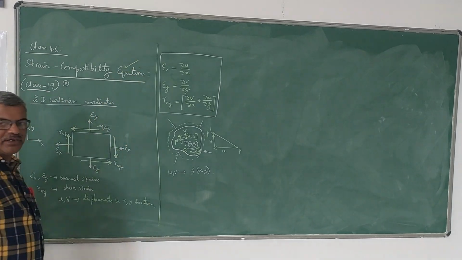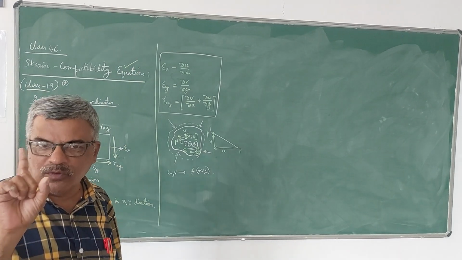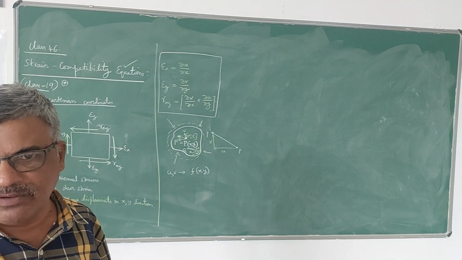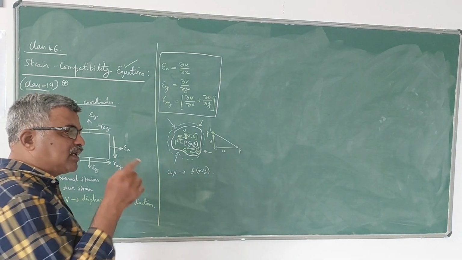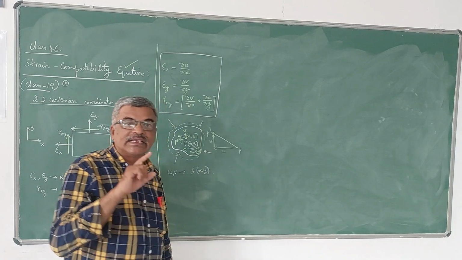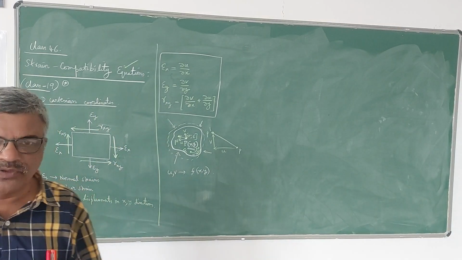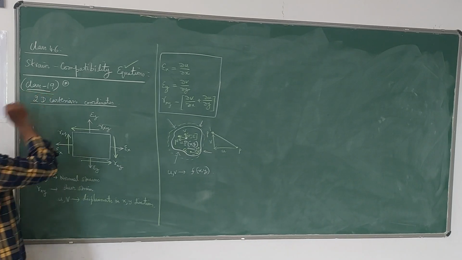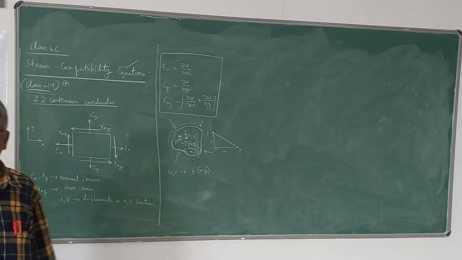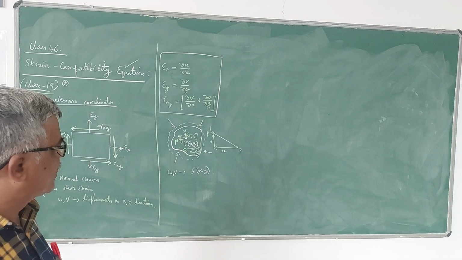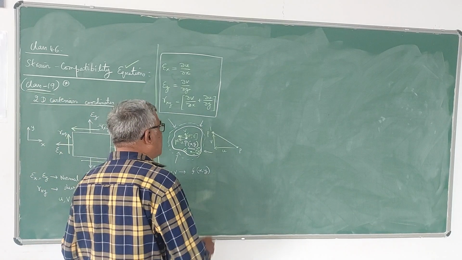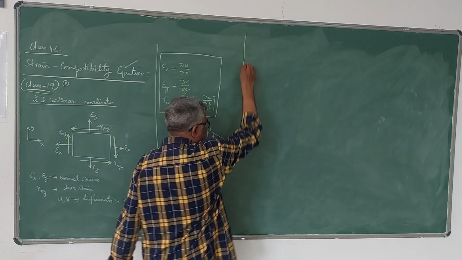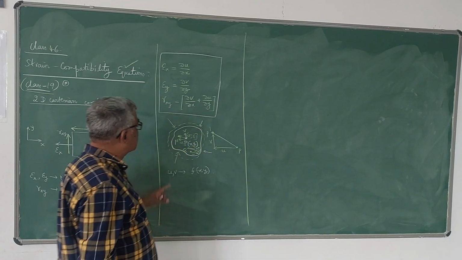So in a two-dimensional strain system, you will be having only one strain compatibility equation, whereas in a three-dimensional strain system, you will be having 6 compatibility equations. So in class 19, I have explained all those 6 compatibility equations, and I have done a problem also. Here, to understand three-dimensional, you should understand two-dimensional first. So this is for two-dimensional.